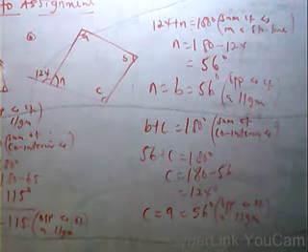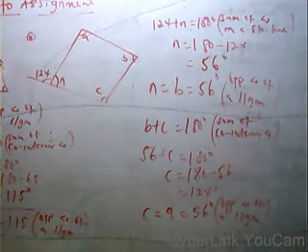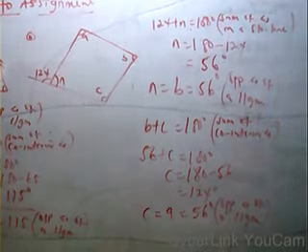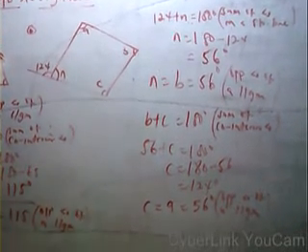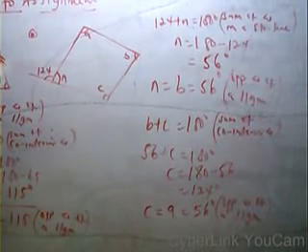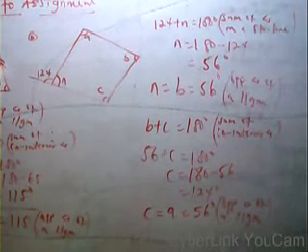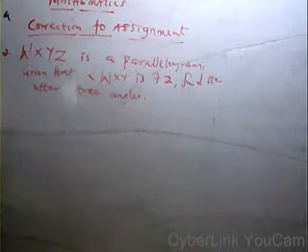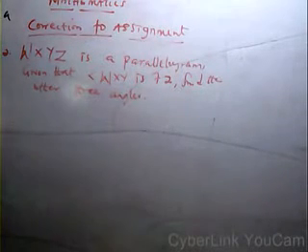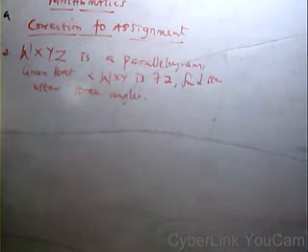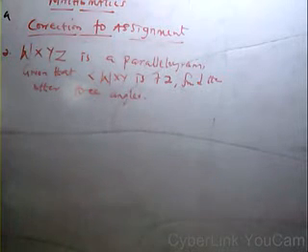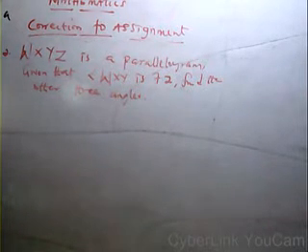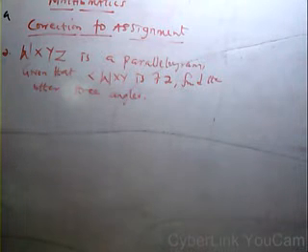So we now move to the second question. In the second question, we are to solve the following. So for question 2, we're told that we have a parallelogram WXYZ, and we're told that angle WXY is 72 degrees. We're to find the other 3 angles.